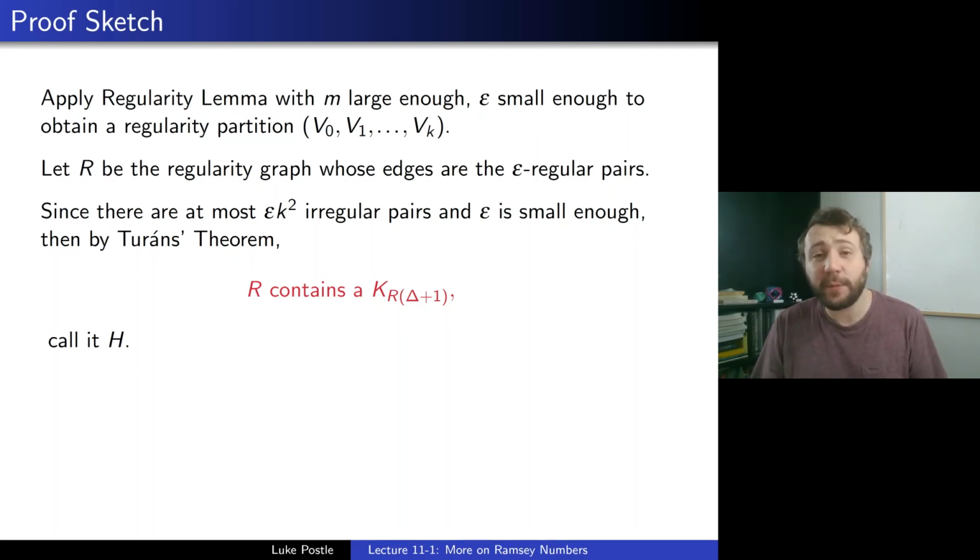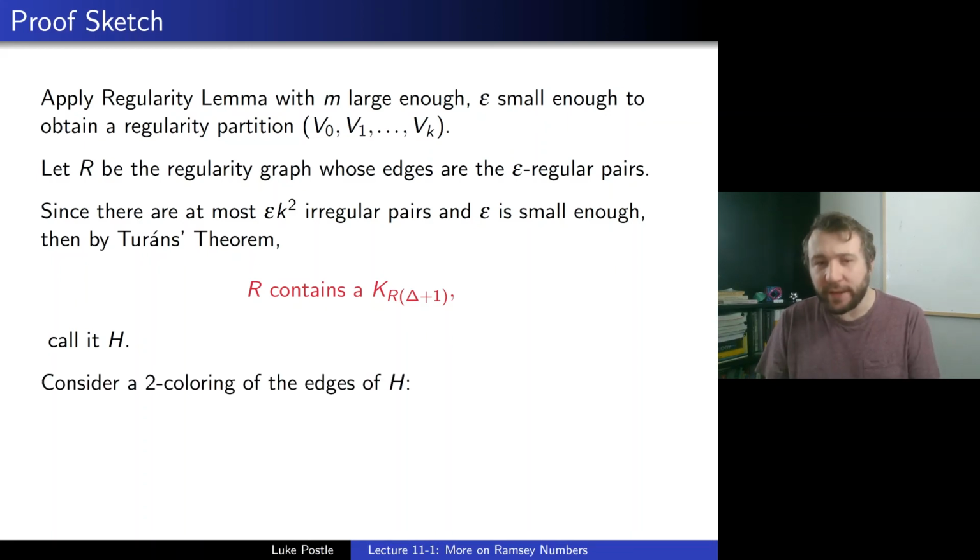And how large can we find it? It's going to be useful to take as the size of the clique the Ramsey number of delta plus 1. That's what R of delta plus 1 means: delta plus 1 is a number and R of that is its Ramsey number. Why is that useful? Remember we're trying to do Ramsey theory, where we consider a two-coloring of the edges of this subgraph of the regularity graph, H.